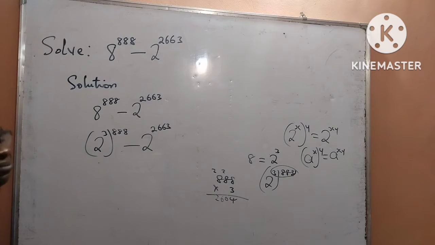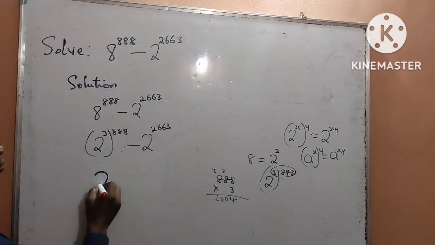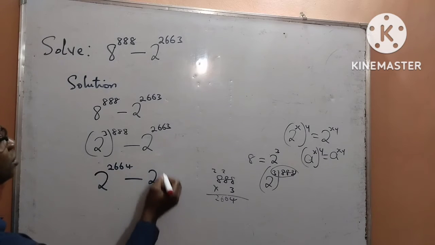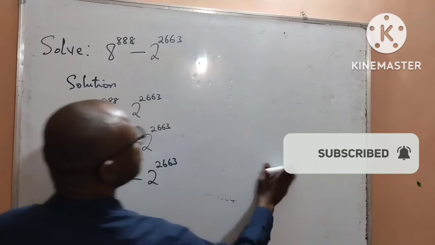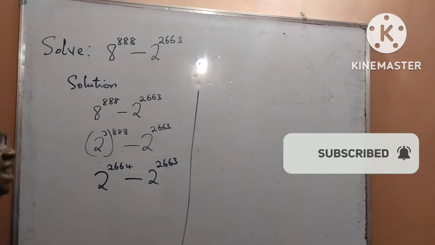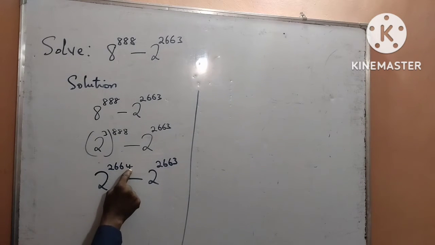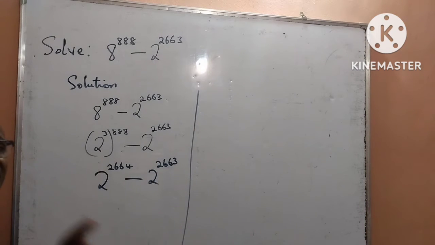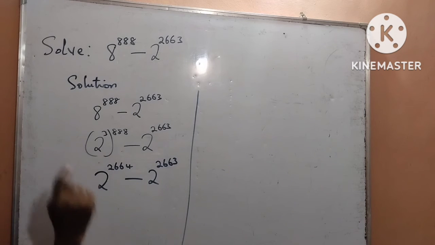So I shall now write, multiplying 3 with 888, I shall have 2 to the power of 2664 minus 2 to the power of 2663. That is what I shall have. So working with this, since I have 2664 as the power of my 2, and here 2663 as the power of my 2, you can see that the difference is just 1. So I want to get exactly the same thing as the powers. That means I shall subtract 1 here.